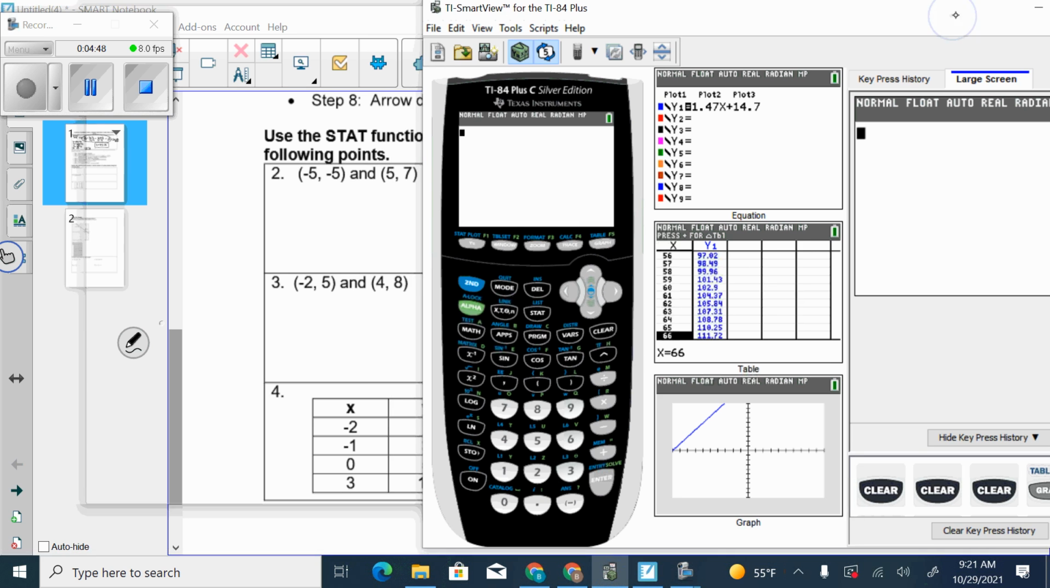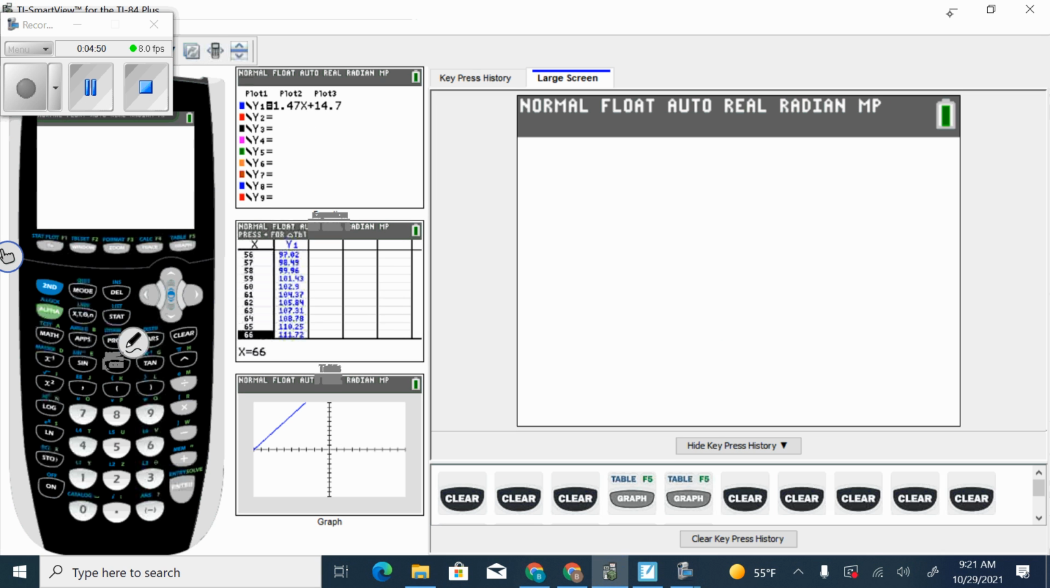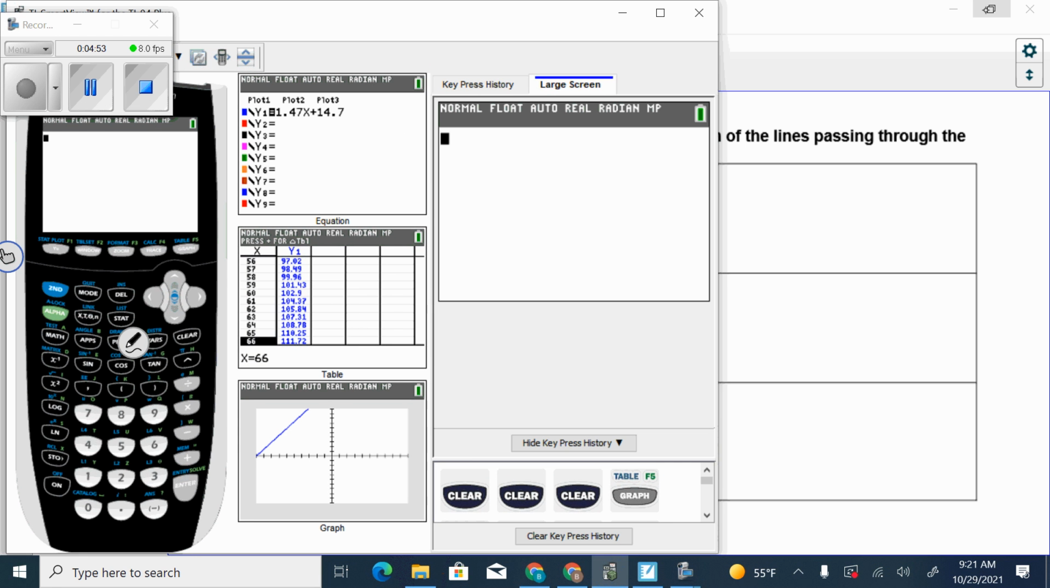Alright, so I want to make sure we can see our coordinate points. Oh, it's getting real big.